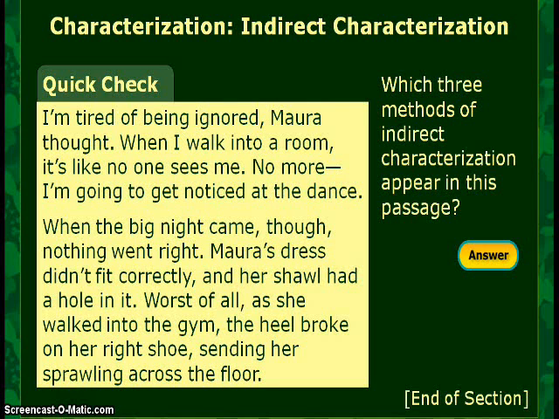Now, how is the author using indirect characterization here? Think about all the different methods of indirect characterization we just reviewed. Look at your notes. Which 3 do you see being used in this passage?